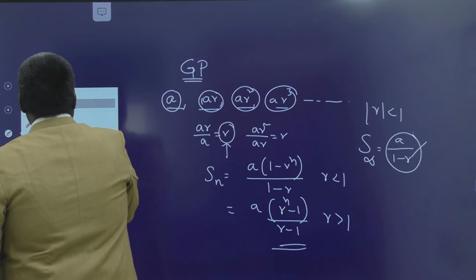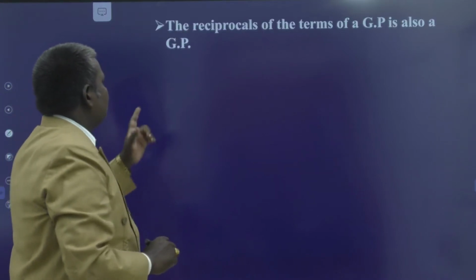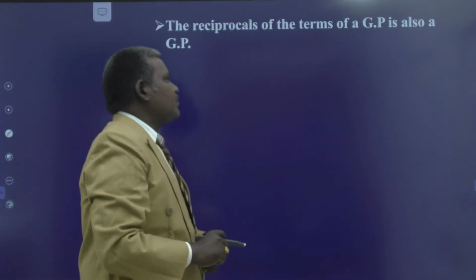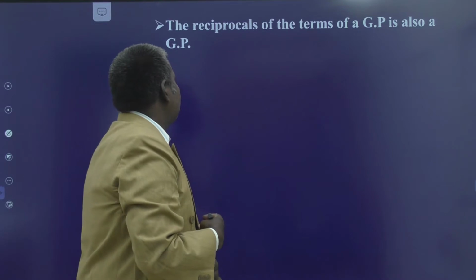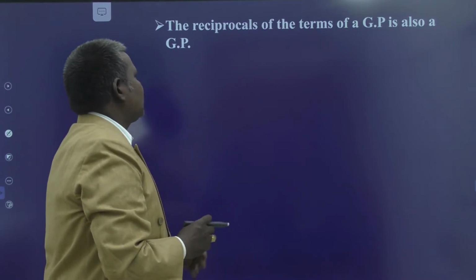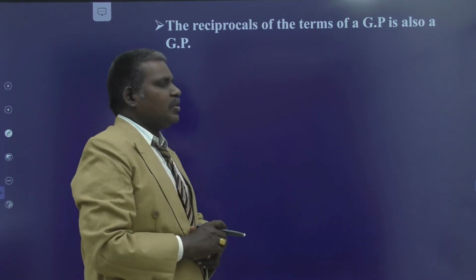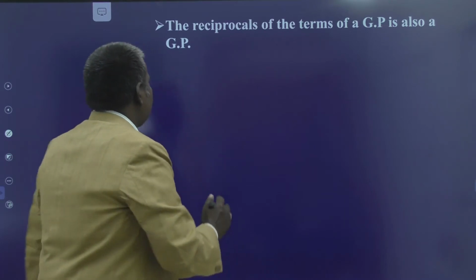Okay, now let us continue the class. Let us see the properties of the geometric progression. The reciprocals of the terms of a geometric progression also form a geometric progression.